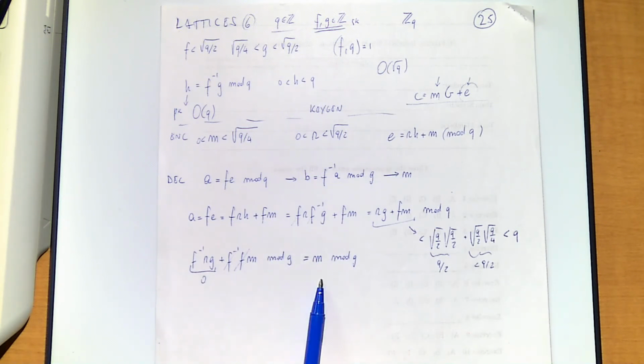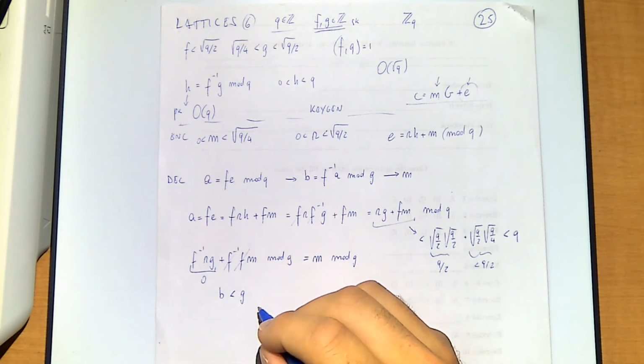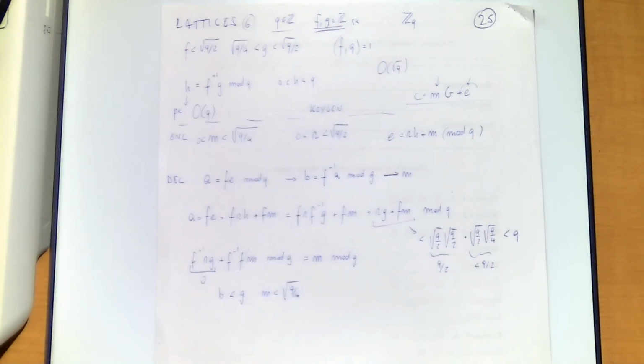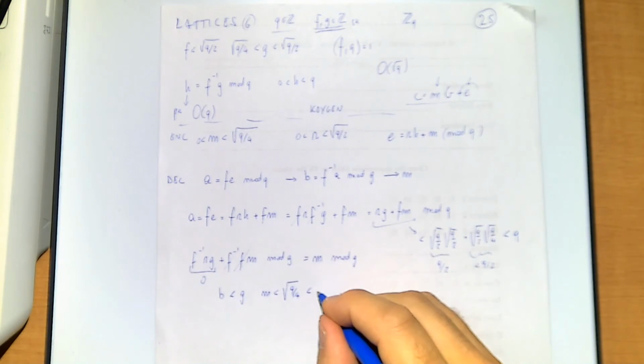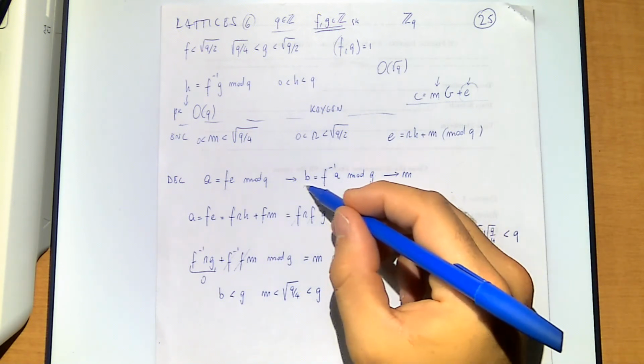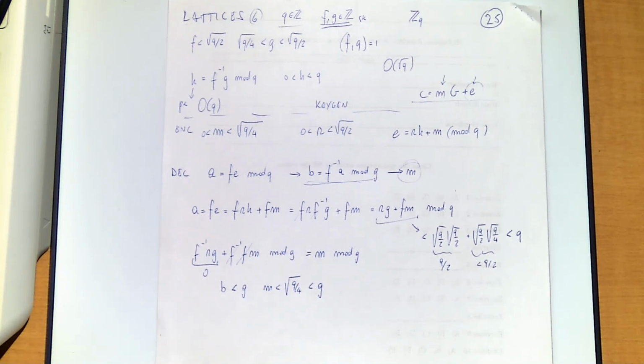And then again, when you do this, what happens is that B modulo G will be exact value because M is less than square root of Q over 4. And this is definitely less than G. So you have an equality of integers now, you're not doing congruences anymore. And so then you can be sure that when you do this, it's actually going to give you the correct message.